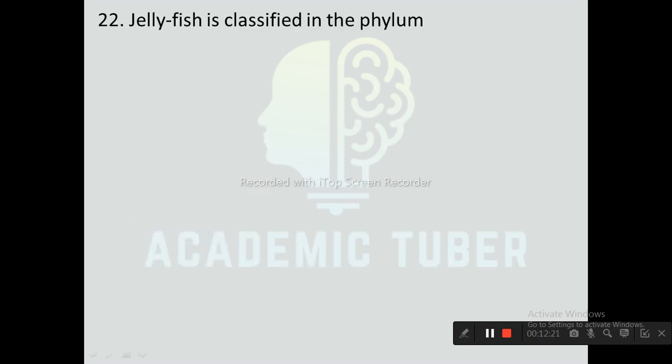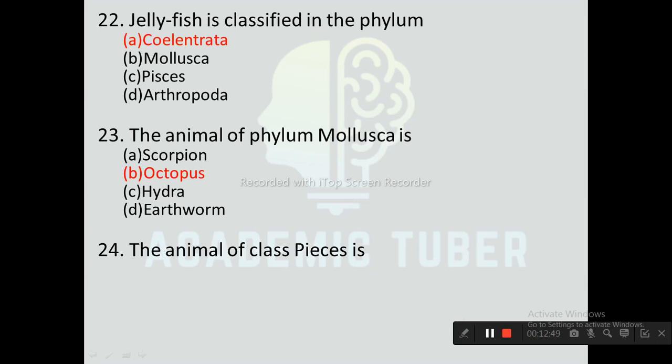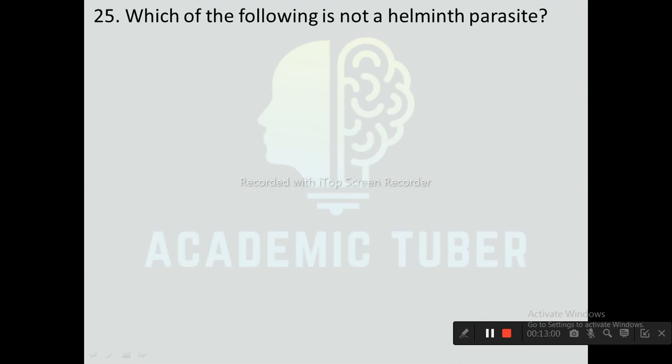Next one, jellyfish is classified in the phylum, and the options are Coelenterata, Mollusca, Pisces, and Arthropoda, and the correct option is Coelenterata. Next one, the animal of phylum Mollusca is, and the options are scorpion, octopus, hydra, and earthworm, and the correct option is octopus. Next one, the animal of class Pisces is, and the options are jellyfish, seahorse, starfish, and whale, and the correct option is seahorse.